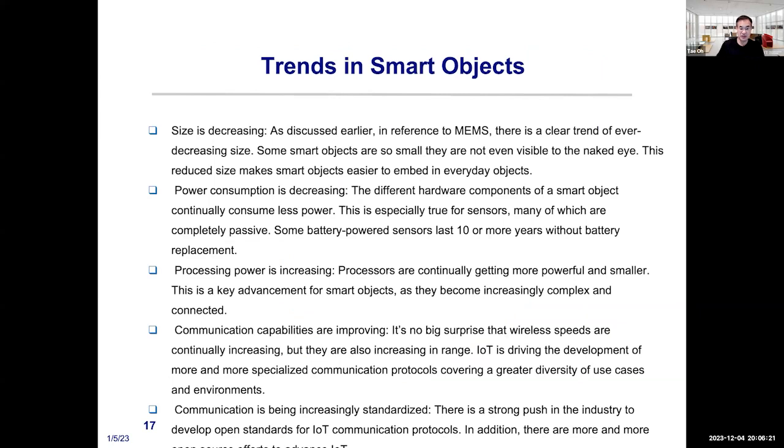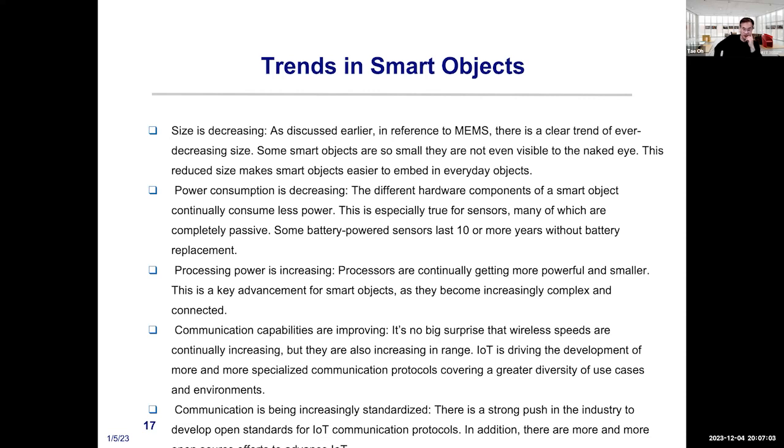But the current trend is size is decreasing. So it becomes smaller and smaller. It's very easy to hide. It doesn't take a lot of power. Because of that, power consumption is decreasing. But it's getting a lot of information, so processing power is increasing. So you need to have more power. So is the power going to come from the landline, land power, or the battery, or it could be from light, converting light to an electric source.